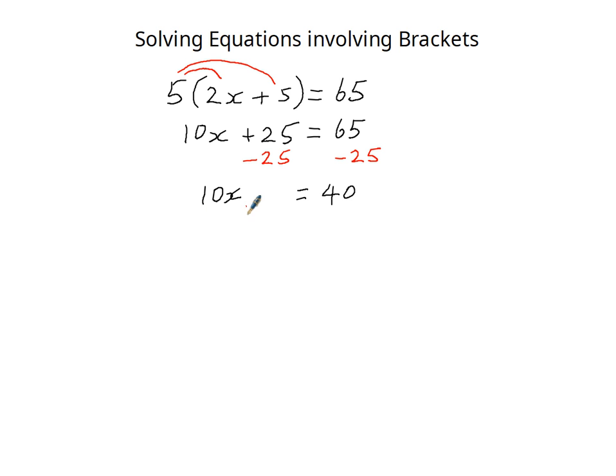I've got 10x's, I want to know how much 1 is. So 10x's are 40. Divide by 10. 40 divided by 10 is 4. So x equals 4 is the solution to the equation at the top. And I hope you can see that we're doing the same steps each time. We're multiplying out the brackets, we're collecting our terms, and then we're dividing to find 1x.